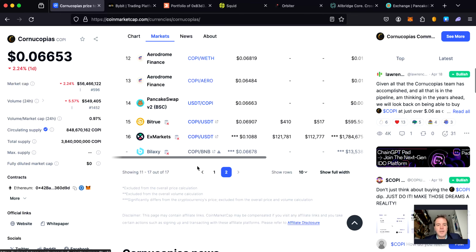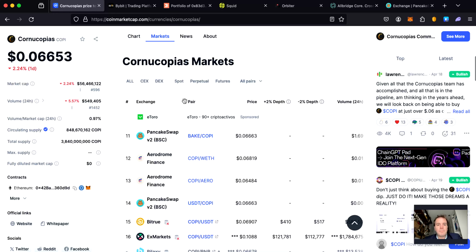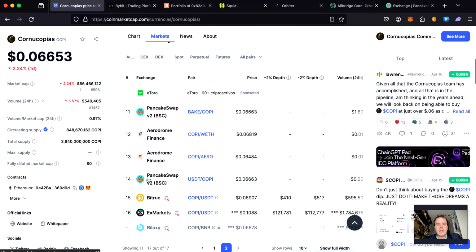Let's have a look. PancakeSwap. So there's different trade pairs, but the one that I'm looking at here that I find quite interesting is USDT Kopi. Right? I'm sure there's a USDC Kopi.